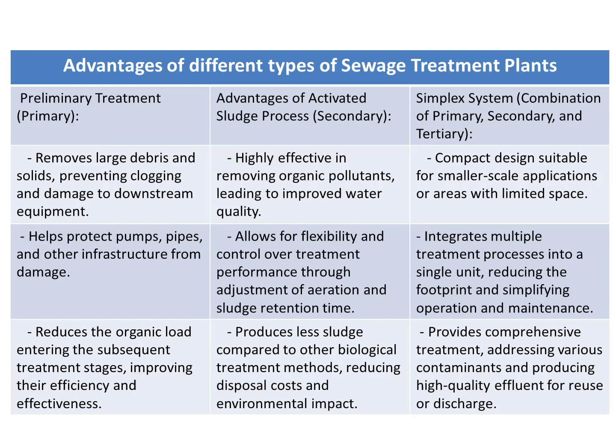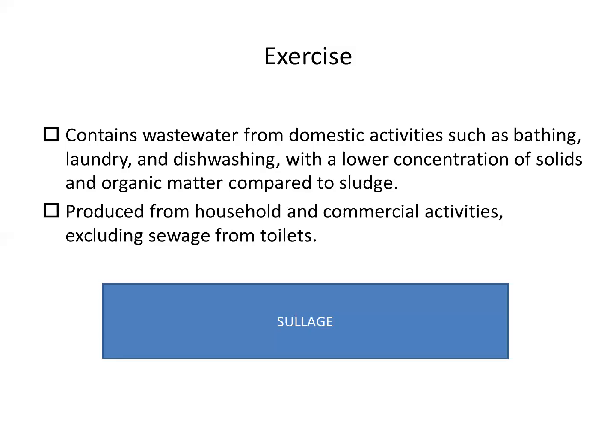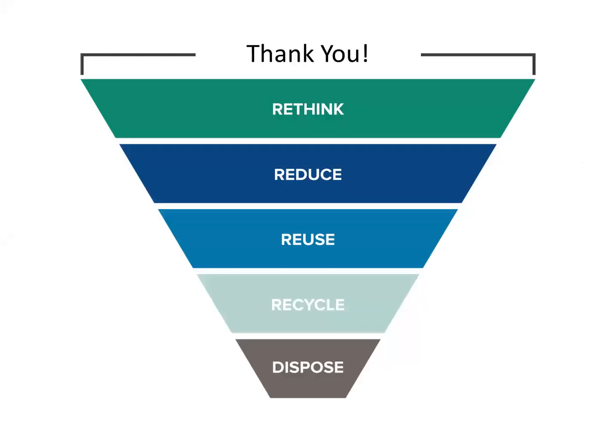And the third method is, of course, the combination of primary, secondary, and tertiary methods. It has the benefits, but it is used for smaller purposes. Now, this is an example for an exercise. Sewage is produced by household and commercial activities, excluding sewage from toilets, of course, because it does not contain gray water, black water.